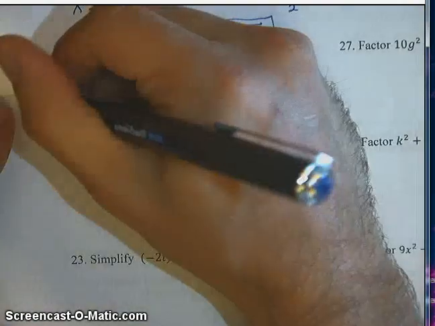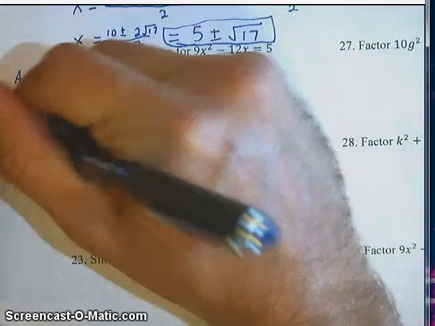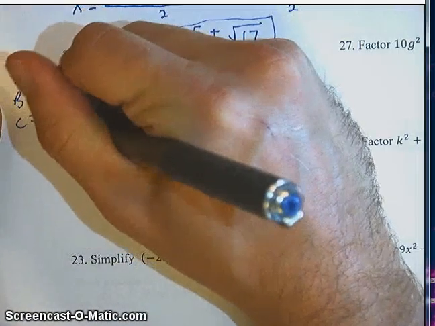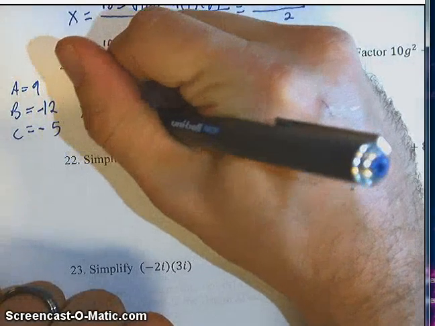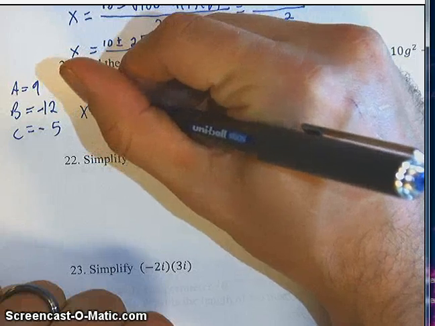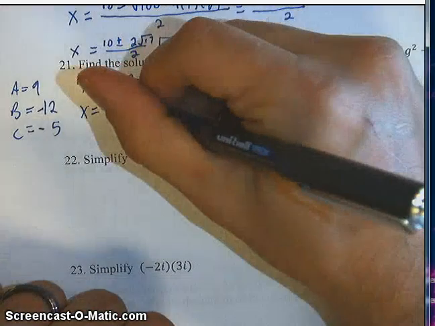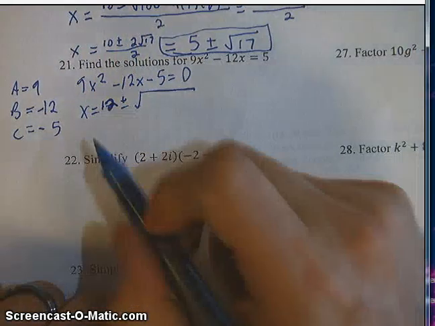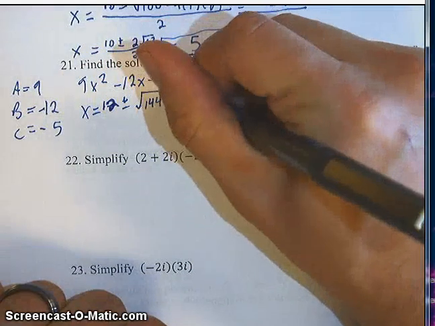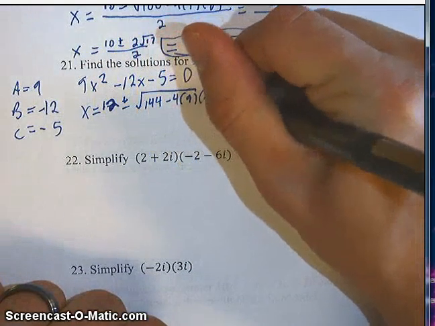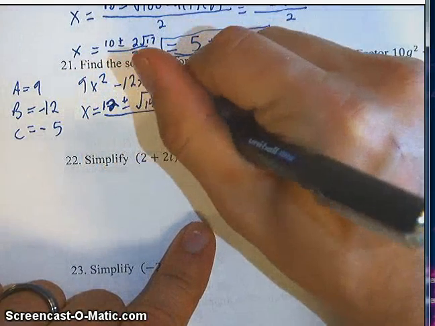At this point we could say a equals 9, b equals negative 12, c equals negative 5, and we're just going to plug this directly into the quadratic formula. So x equals negative b, which is positive 12 since it's already negative, plus and minus the square root of b squared, so negative 12 squared is 144, minus 4 times a, which is 9, times c, which is negative 5, all divided by 2a, which is 18.